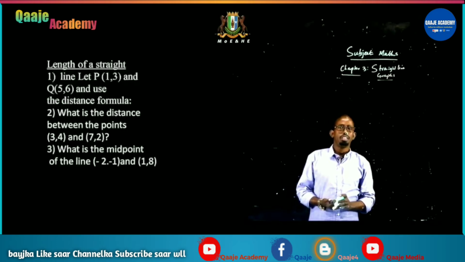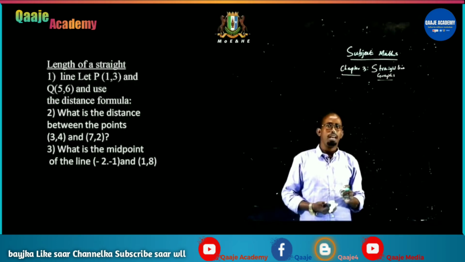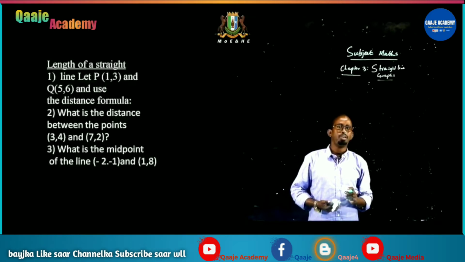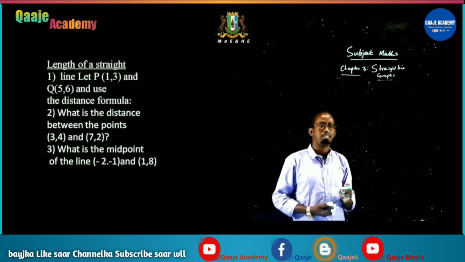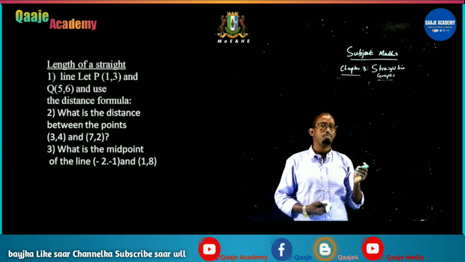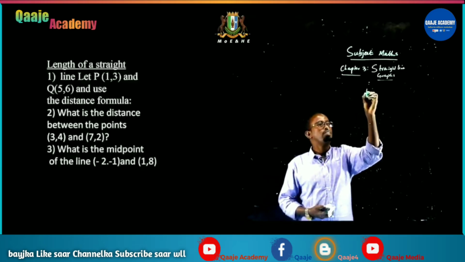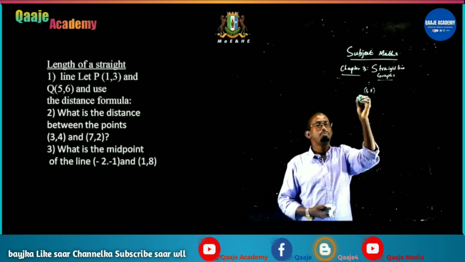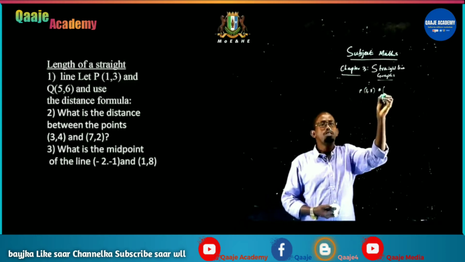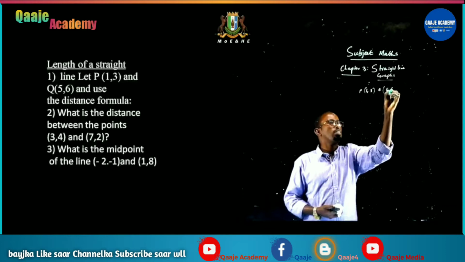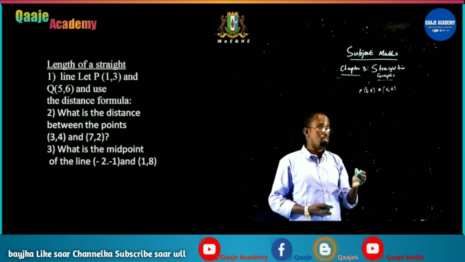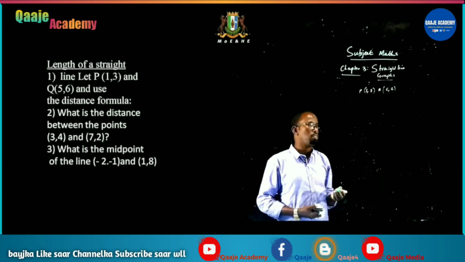Length of a straight line. Let P be (1, 3) and Q be (5, 6). Use the distance formula to calculate the length of that line. So you have (1, 3), which is P, and Q, you have (5, 6). There are two ways we can use the Pythagoras theorem.